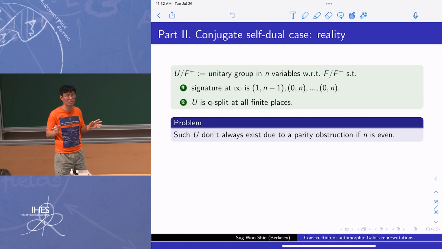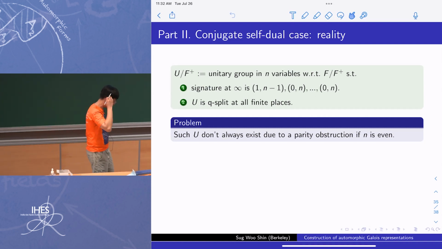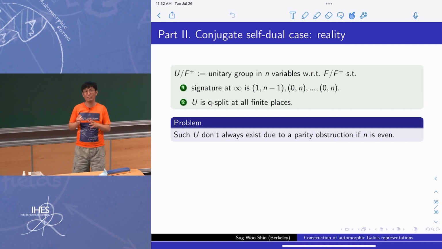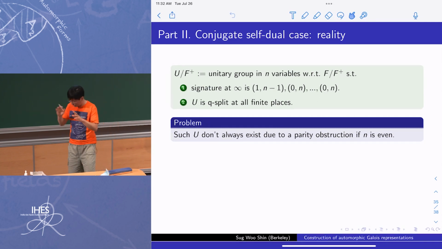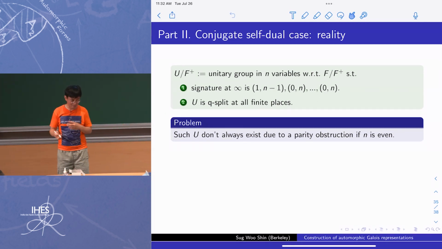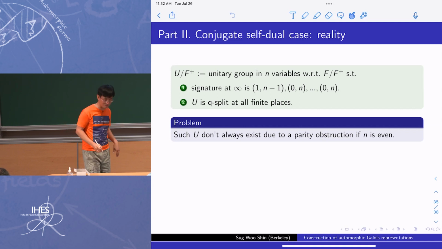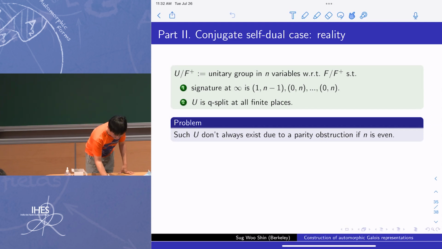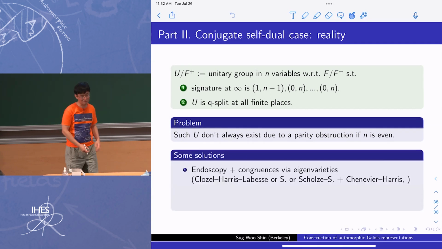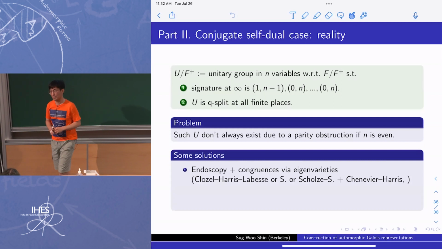It's an order 2 obstruction, so it doesn't seem very serious. On the other hand, I don't know of any simple trick that gets us out of trouble. There's no simple reduction argument. So when such a U doesn't exist, you need to think about some other strategy. I'll just mention 2 solutions very briefly.